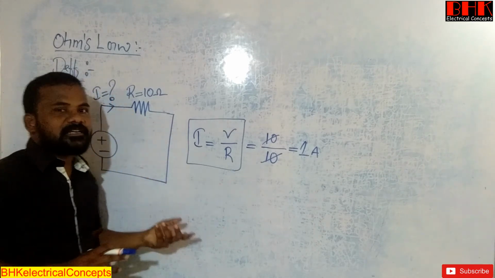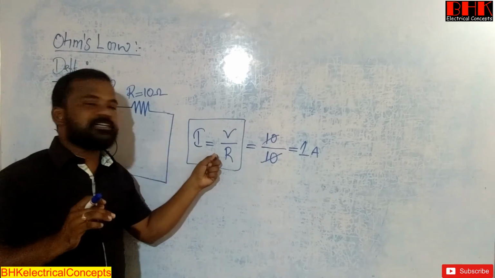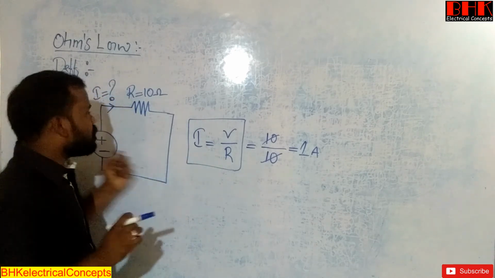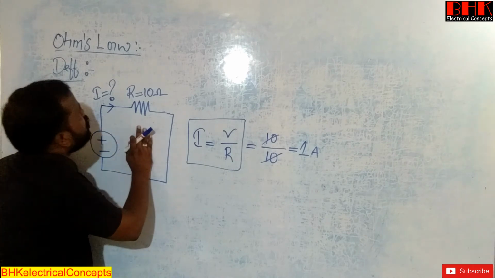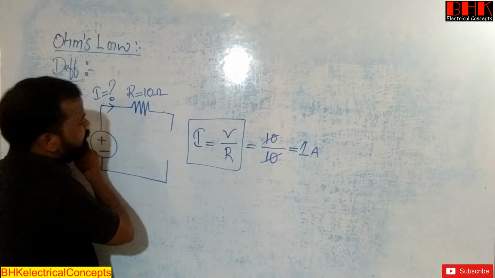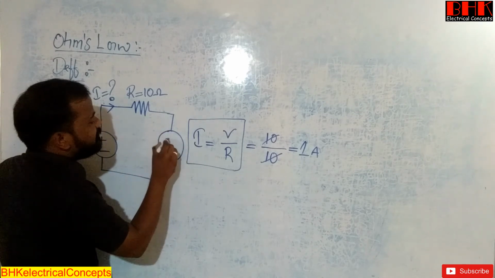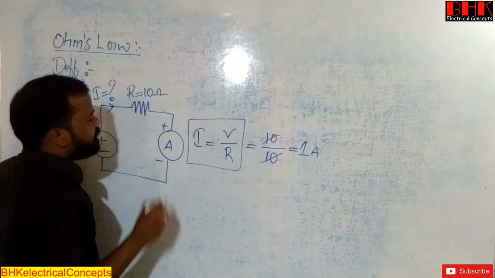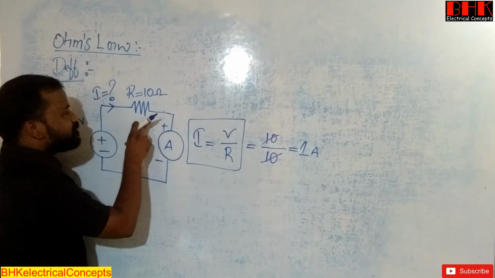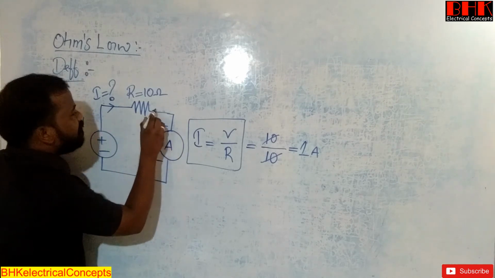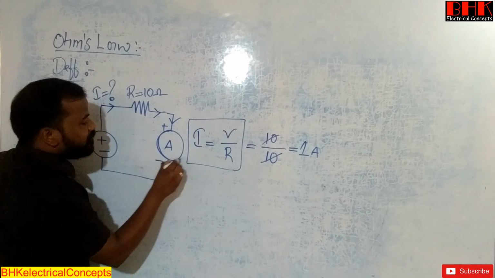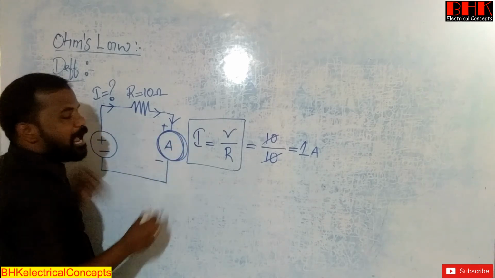And what is the practical procedure? This is the theoretical way of calculating the current. Now, how do we conduct the same Ohm's law experiment in practice? By connecting one ammeter in the circuit, in series with this resistance. Whatever amount of current is flowing in the circuit, the same amount of current will show on this ammeter.